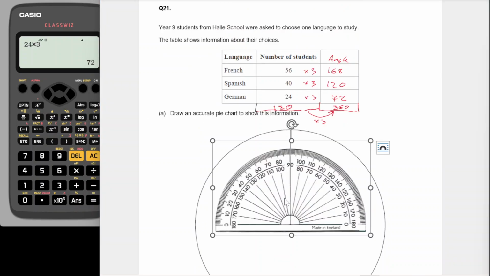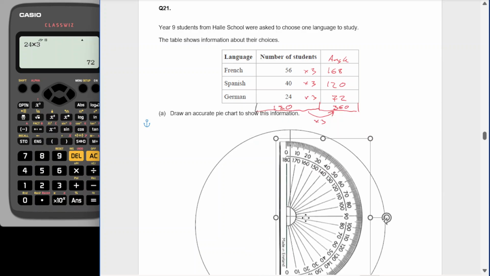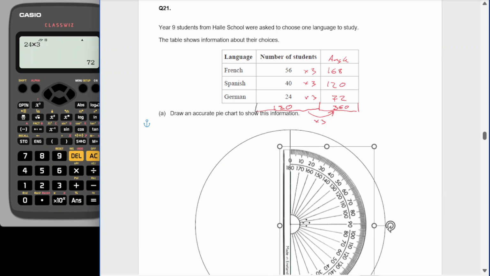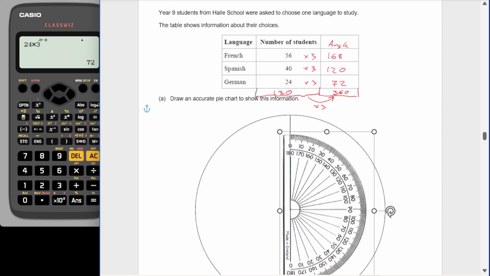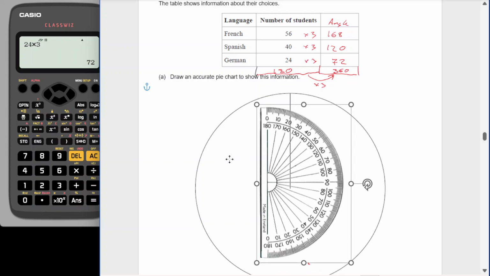So I've got my protractor then. I need to spin my protractor around so that the zero line matches, and mine's a bit awkward. So there we go, and I need to measure 168. This time I'm going to make sure I go from the outside numbers. 168 brings me round to here. Not quite there, that would be 160. 168 would bring me round to here. So I need to join that with a straight line.